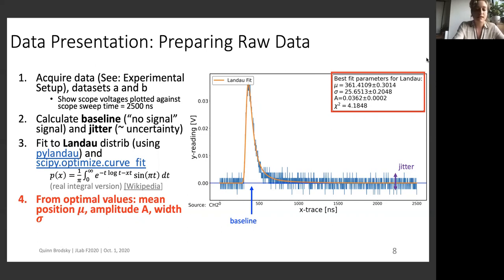And here the fit is indicated by the thick orange line. And I've also indicated the best fit parameters for the Landau on the plot. And we've also associated this with an uncertainty which is given by the jitter, which is basically the absolute fluctuation of the equipment. And here we just see it as some random noise over there.